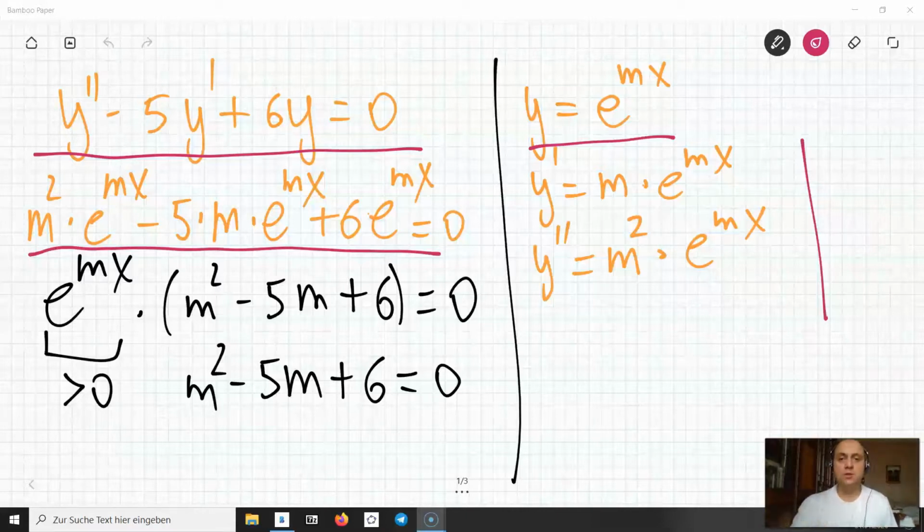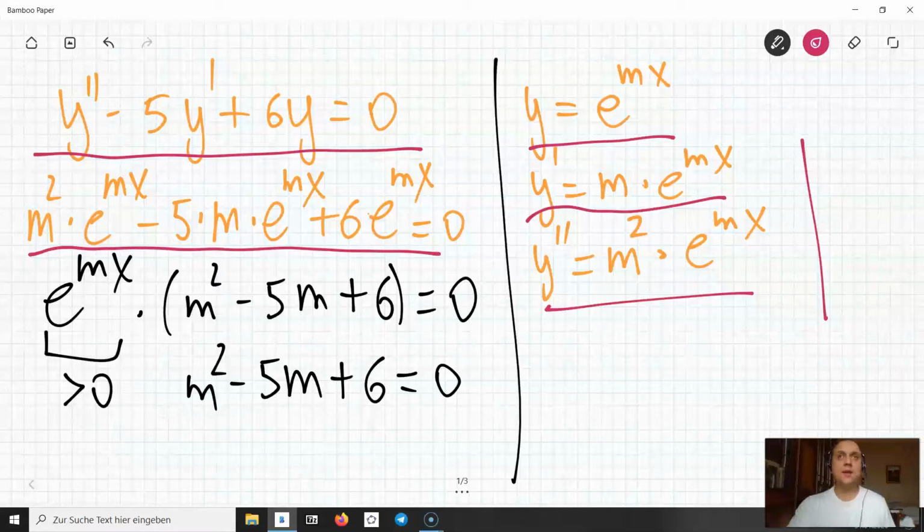We use the chain rule to produce the derivatives. So this is the first one, this is the second one, and we're truly looking for m. So let's see what will happen. Well, we substitute it into our original equation. We then have the common factor, which is e to the power of mx. We can take it out. That means we use the distributive law.